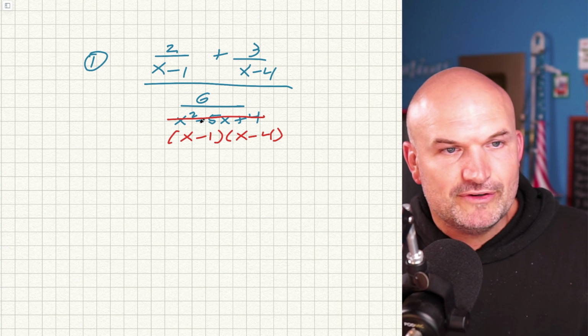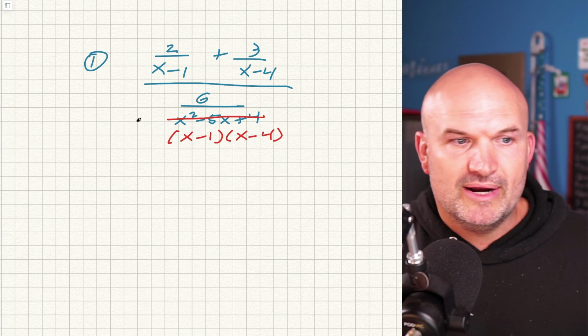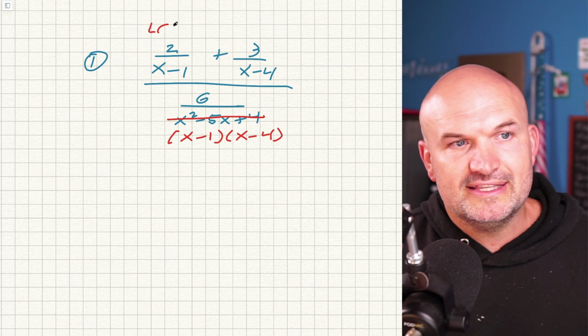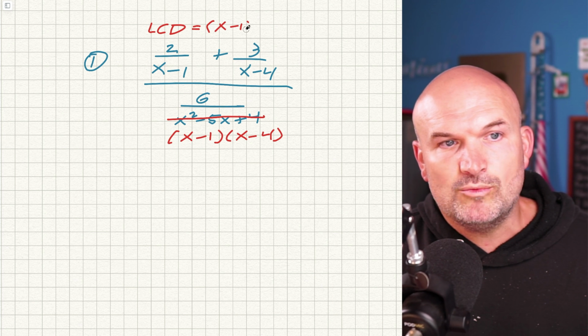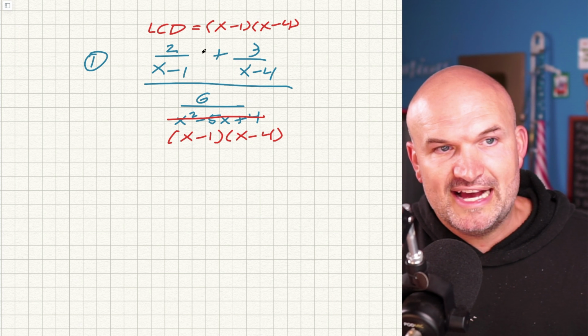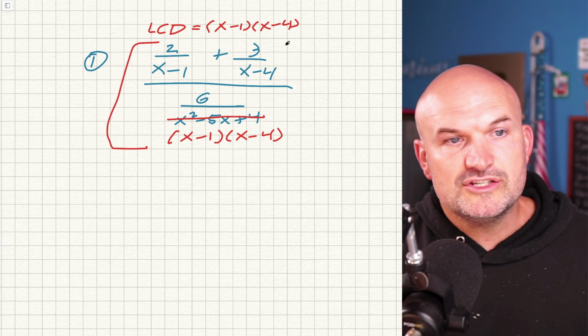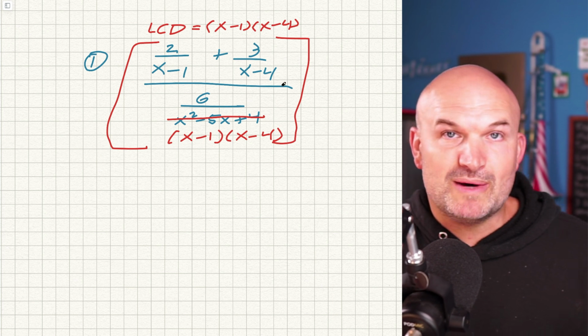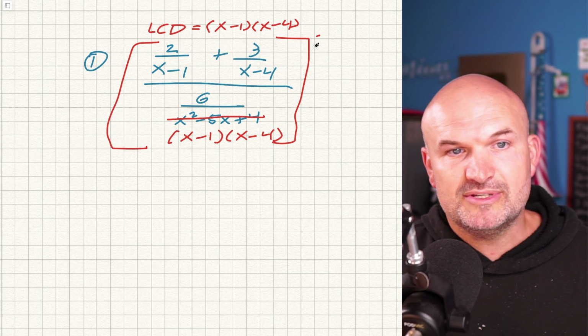Now, it gets a little bit more difficult with polynomials, but understand a polynomial is going to divide into itself. So my LCD, in this case, which is my least common denominator, is simply going to be the product of x minus 1 times x minus 4, because x minus 1 divides into that, and x minus 4 divides into that. So what I'm going to do is simply multiply every single expression by my LCD. So I'm just going to write it like this, x minus 1 times x minus 4.